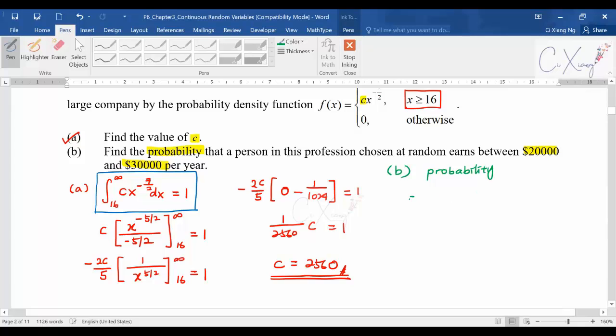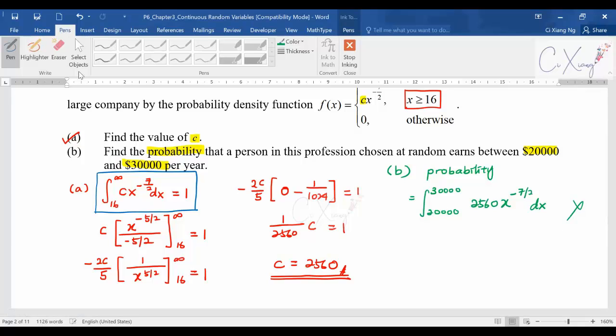If you put probability, integrate from 20,000, because you're asking for 20,000 until 30,000. And then what's the function you have? You use back the value of c just now, and then x to the power negative 7 over 2 dx. Now if you want to find the probability like this, by writing out 20,000 and then 30,000, this is wrong. The step is wrong. Why is it wrong?